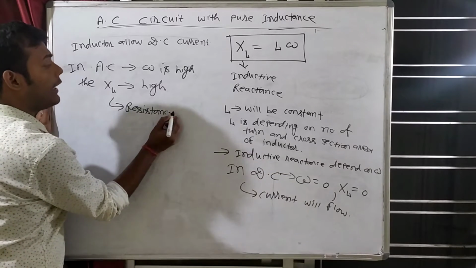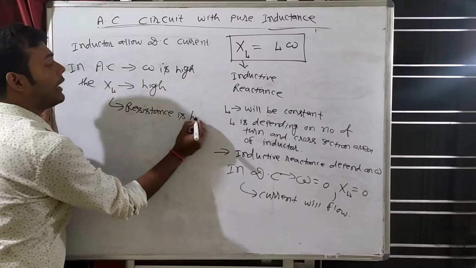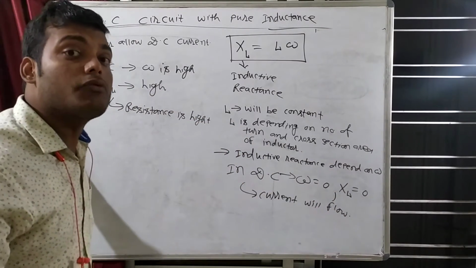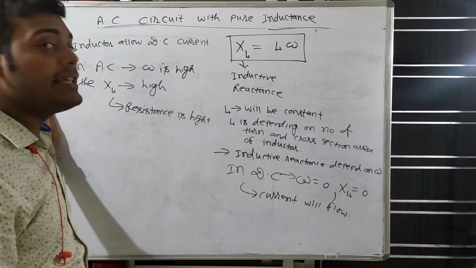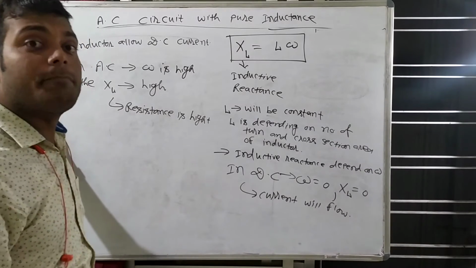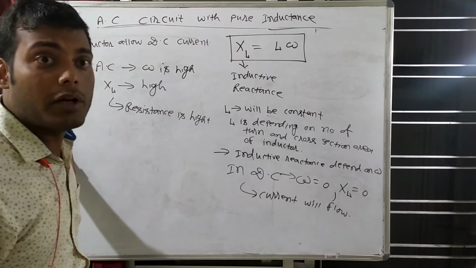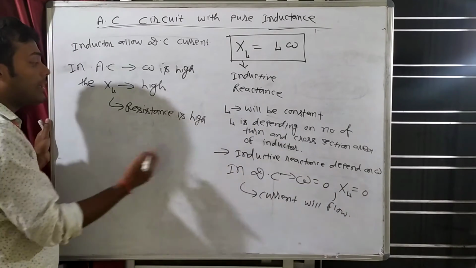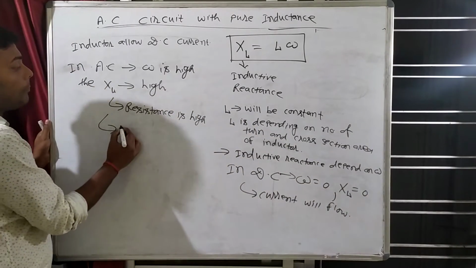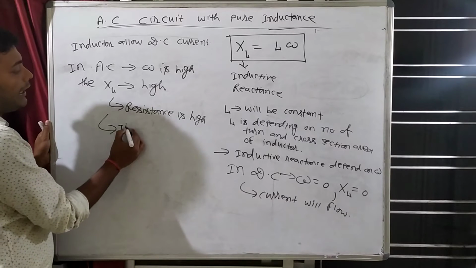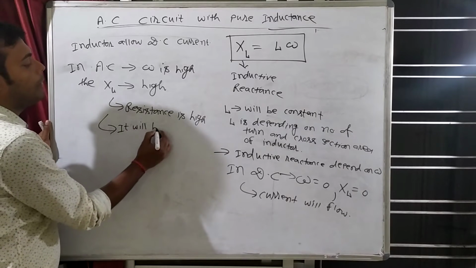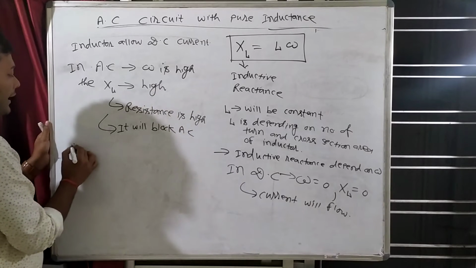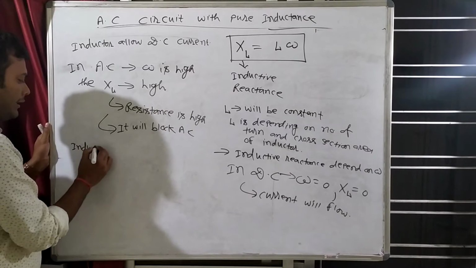And if the resistance is high, will current flow? No. In India, AC is 50 Hertz, so this is much higher, and if this resistance is much higher, then it will block AC. It will not allow AC. So what we conclude is that the inductor blocks AC.